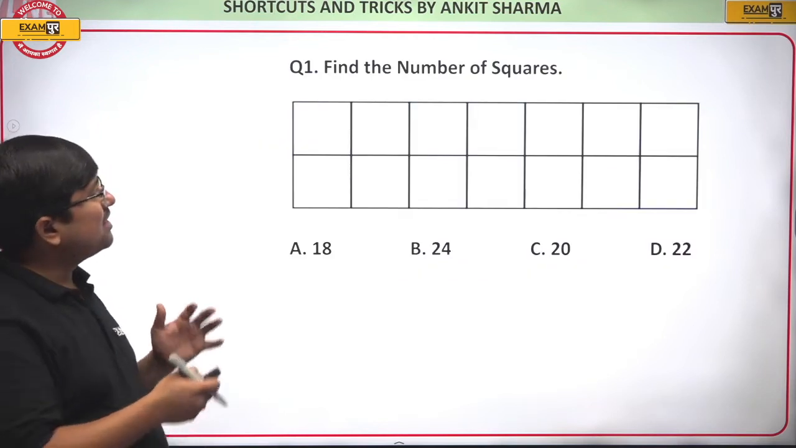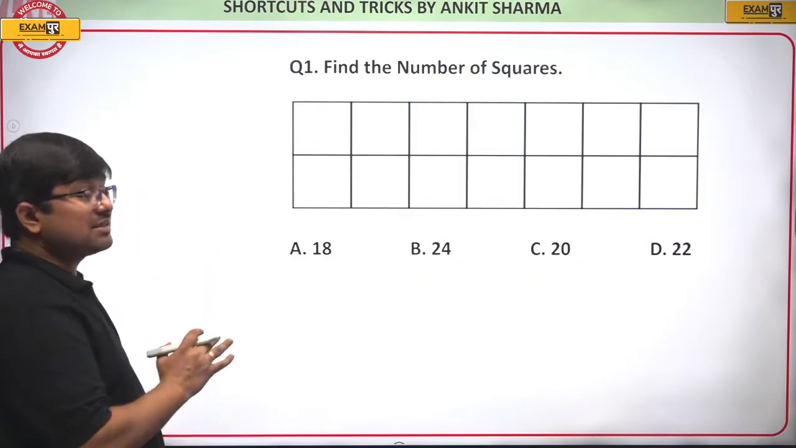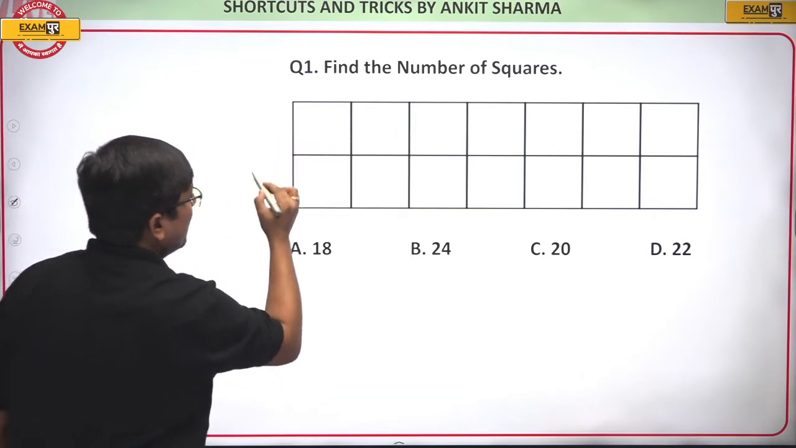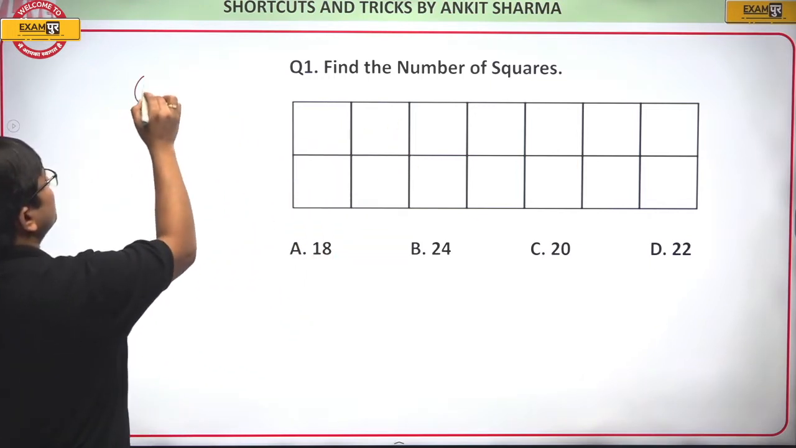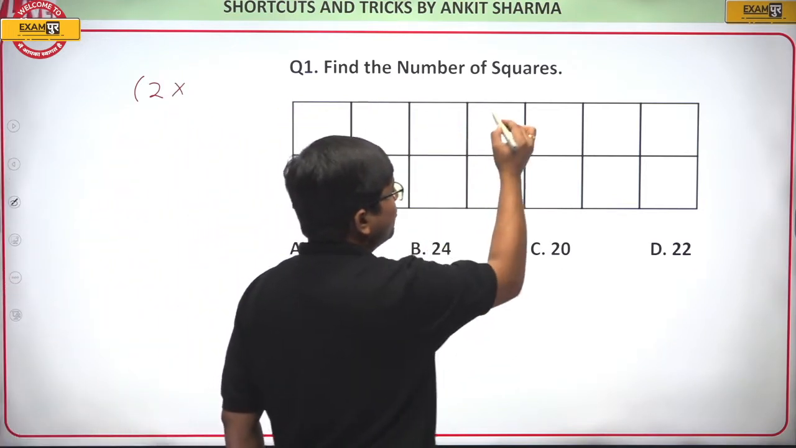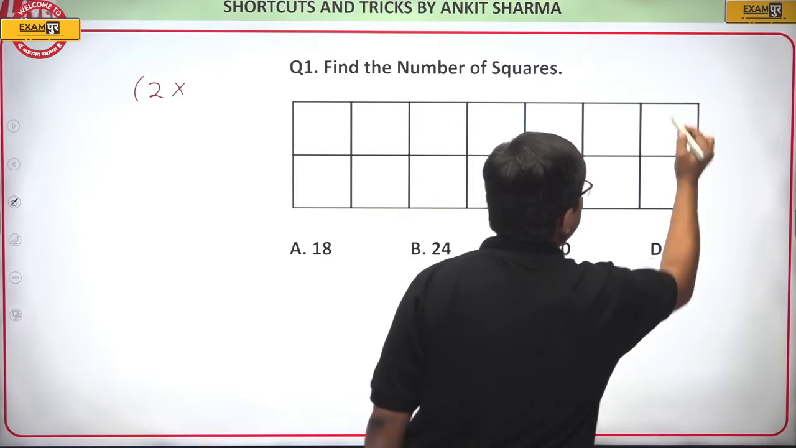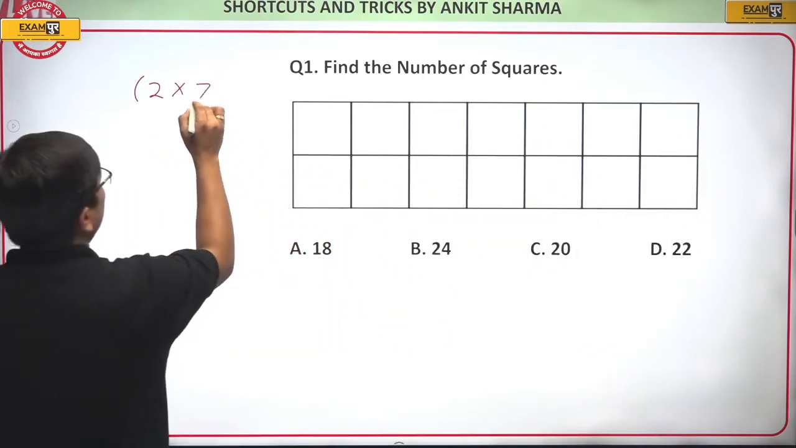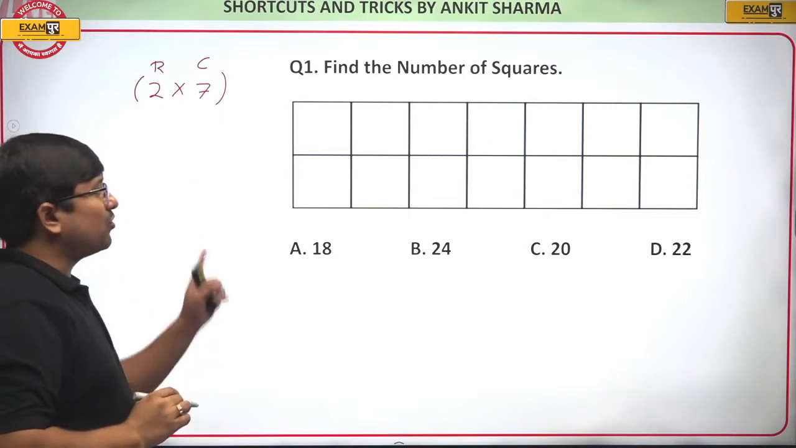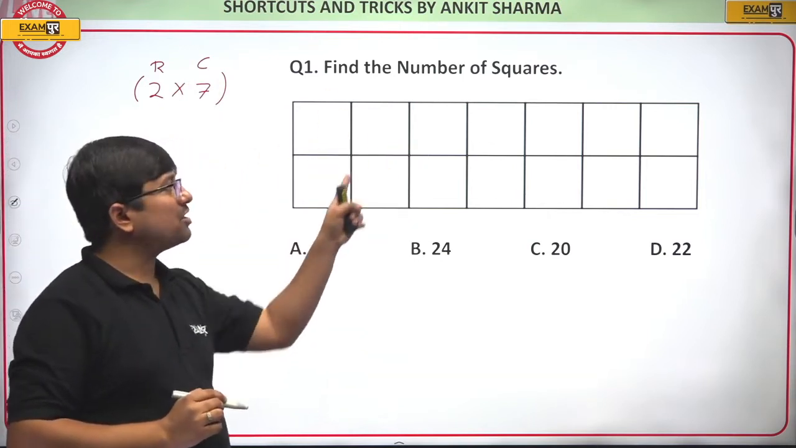My dear students, have a look at this. Now this is an m cross n matrix where the number of rows is 2, and the number of columns is 1, 2, 3, 4, 5, 6 and 7. Hence it is a 2 cross 7 matrix. First one is a row, second one is column. Rows are horizontal, columns are vertical.